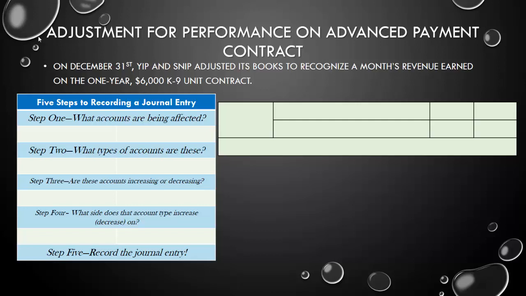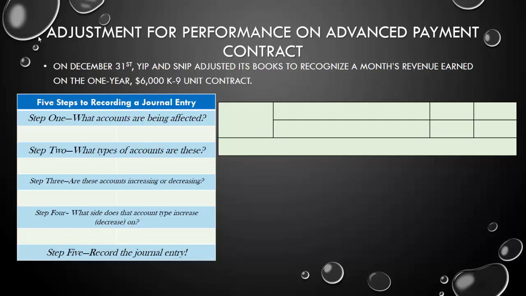Now that our contract is signed and we've received that advance payment, over the life of the contract, we are going to meet our performance obligations. We are going to groom the dogs in this police force's canine unit. And as we meet those obligations, we have to adjust our books to reflect the fact that we don't owe as much work as we used to, and we earned some of this money that we were paid in advance. So on December 31st, Yip and Snip needs to adjust its books to recognize, in this case, 1 month's revenue earned on our 1-year $6,000 canine unit contract.